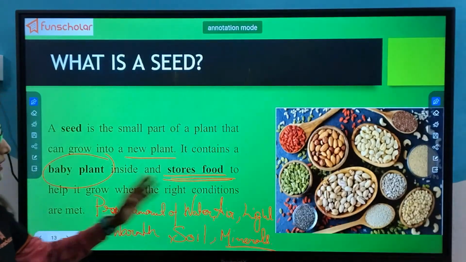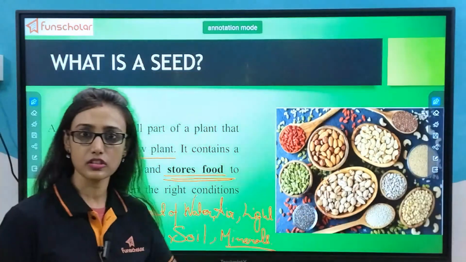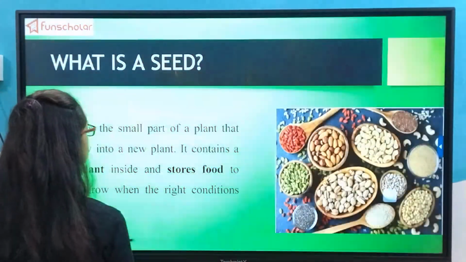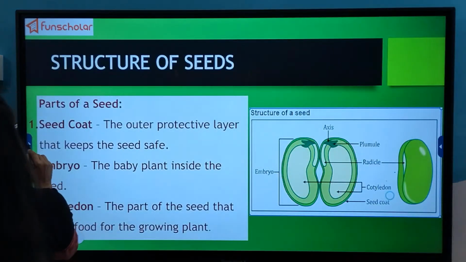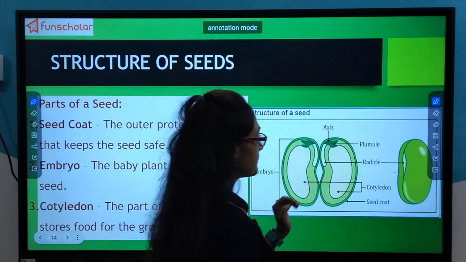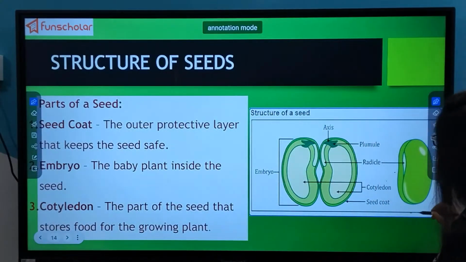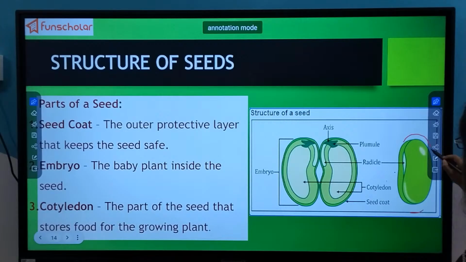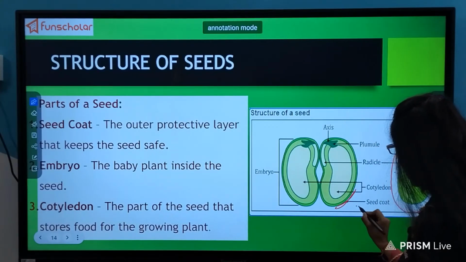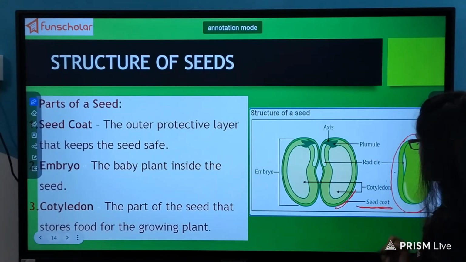Okay. So for that we have to know the structure of a basic seed. So let us see the structure of seed. Firstly, the seed has an outer covering which is dark green in color. This outer covering is known as seed coat.